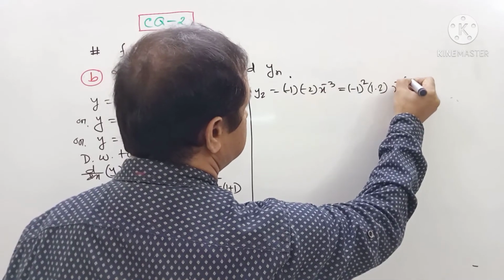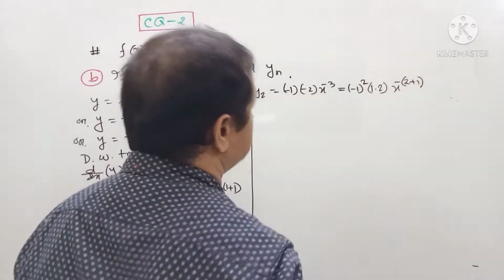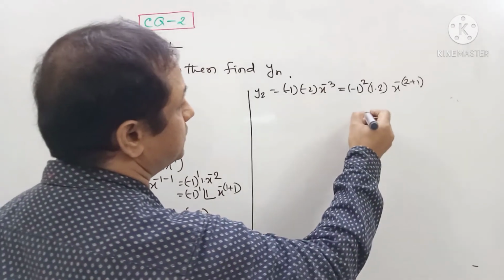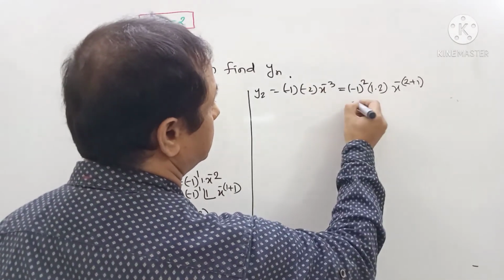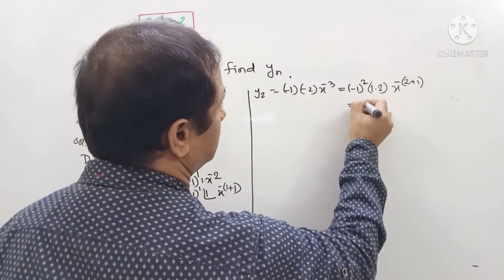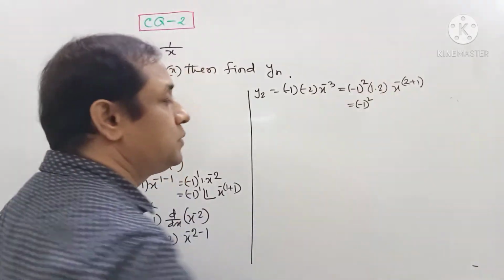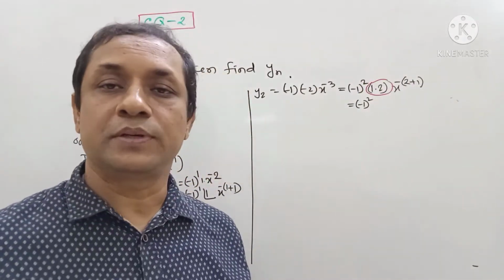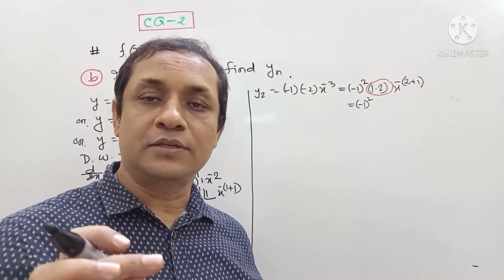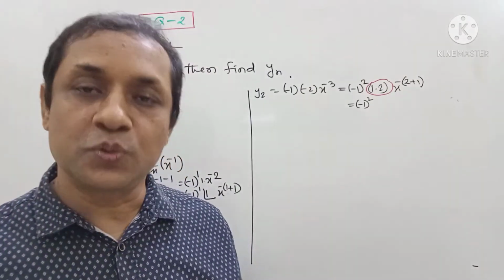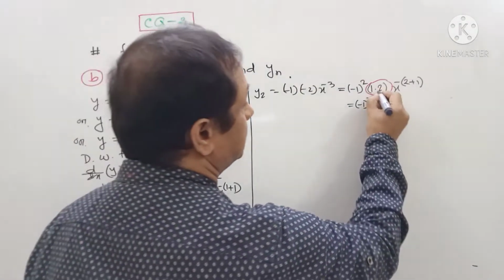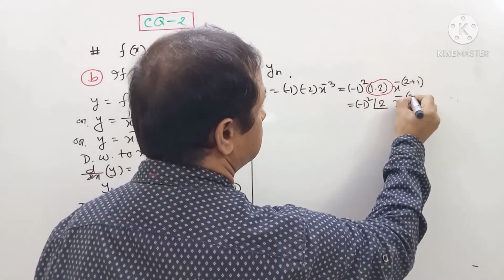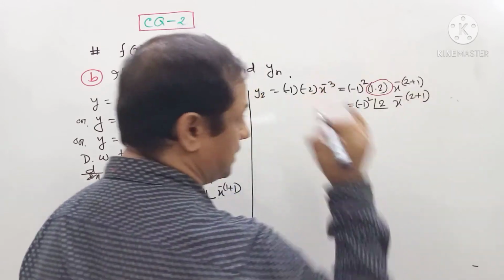We can write 3 is 2 plus 1. So student, here next line y2 equals to minus 1 whole square, and you have learned student 1 into 2 equals factorial 2. Factorial 2 means 1 into 2. Now we have 1 into 2 is factorial 2 x to the power minus 2 plus 1.